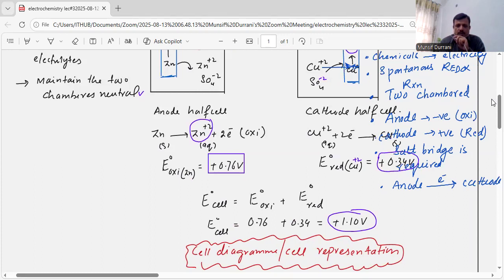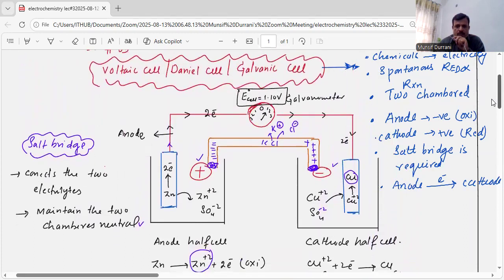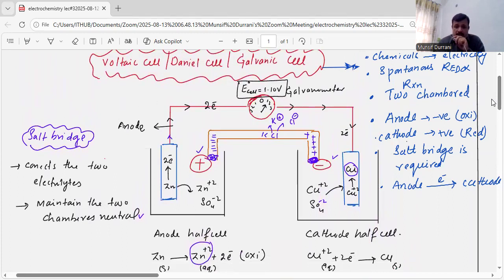So E naught reduction value of copper will be plus 0.3. If you add these two values, we will get the result 1.10 volt. That is the electricity produced. Now there is a question. What is the need of a salt bridge? Why is a salt bridge used in a voltaic cell?